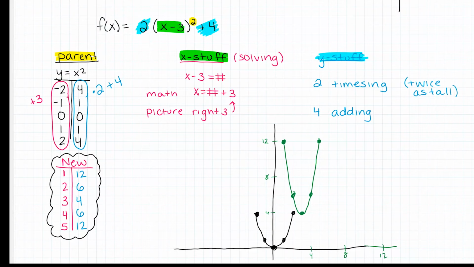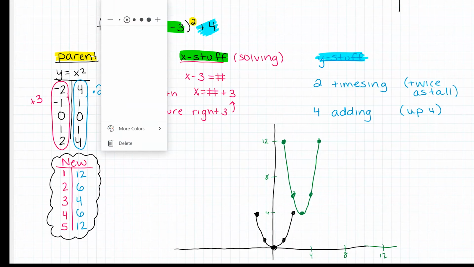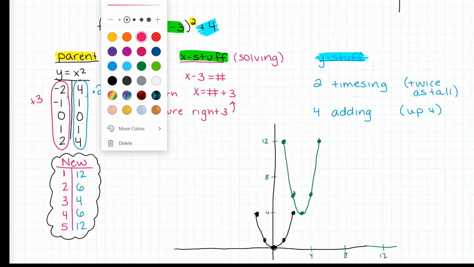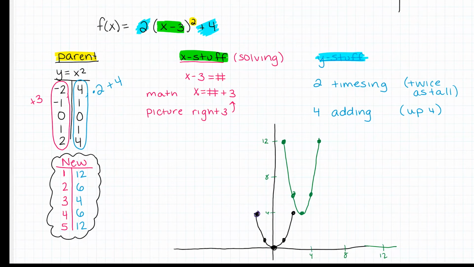And then adding 4 is going to pick up the whole thing and move it up 4. And you can see that each one of these points corresponds to another point. For example, this point right here at -2, 4 got transformed to this point up here, 1, 12.